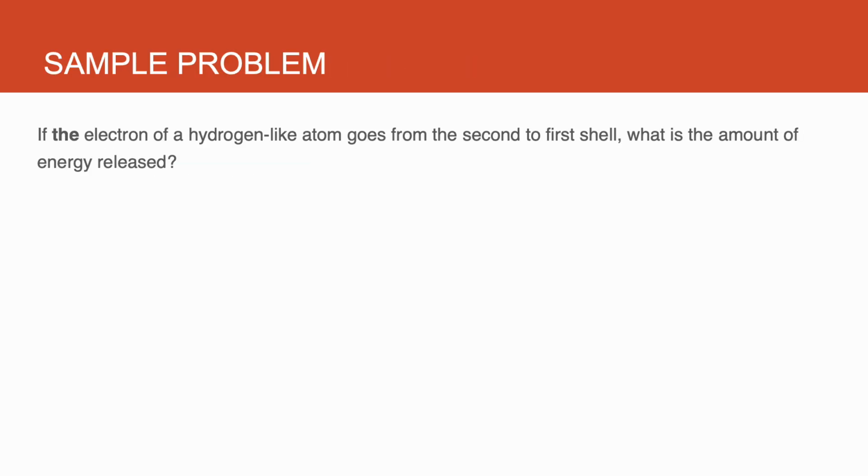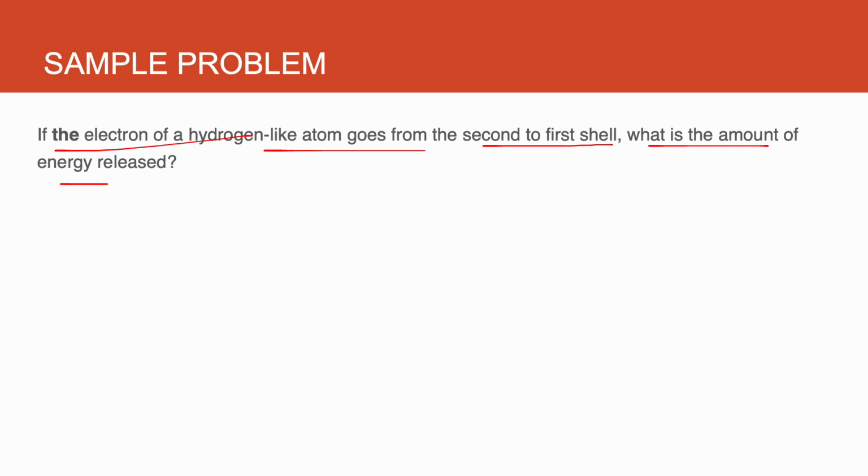Alright, so more on that. You have your sample problem. You can pause this video and start answering. If the electron of a hydrogen-like atom goes from the second to the first shell, what is the amount of energy released? So you use your Rydberg equation to answer this question.